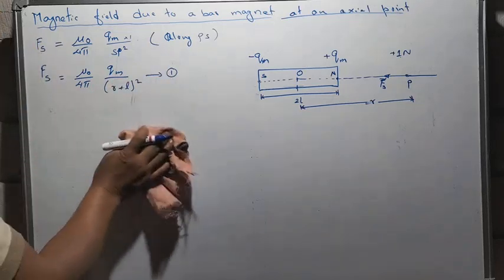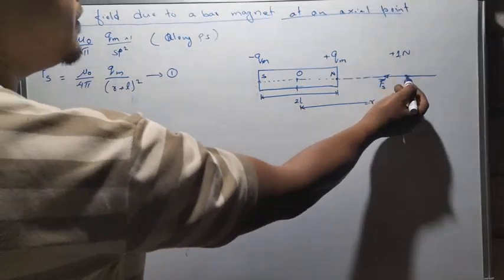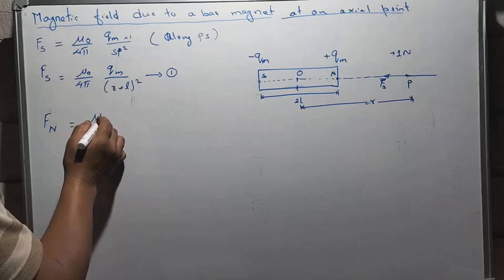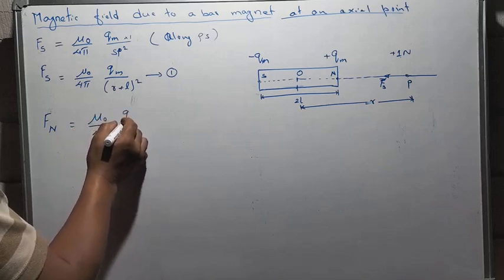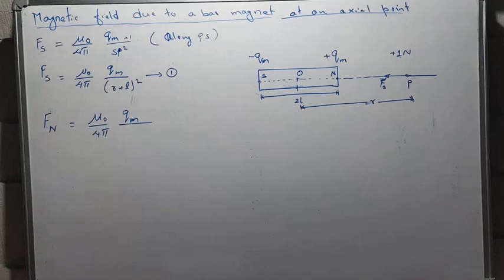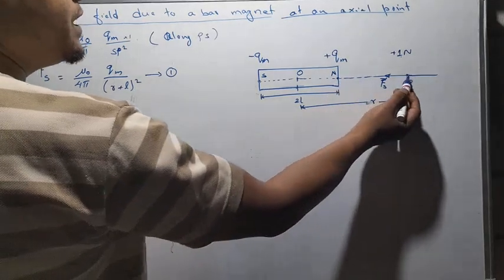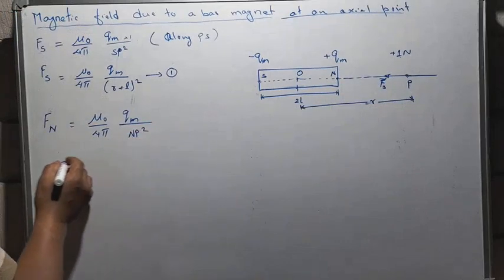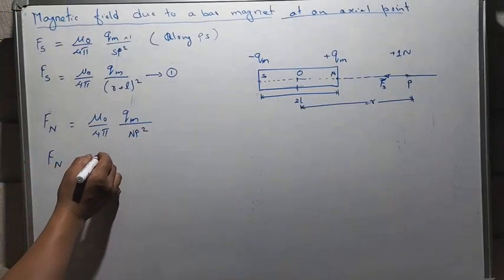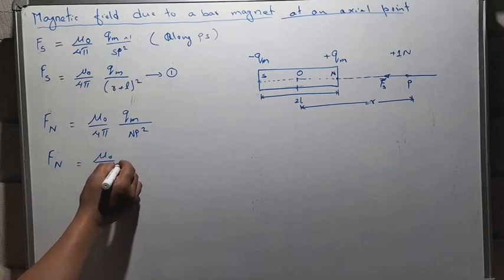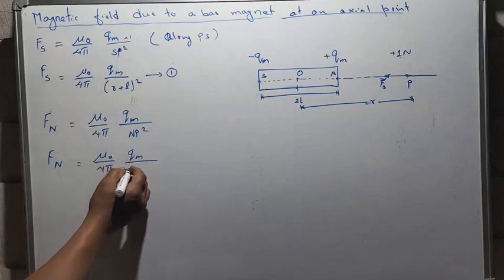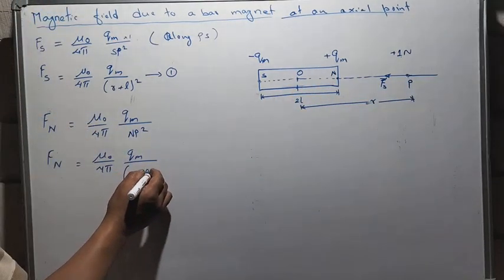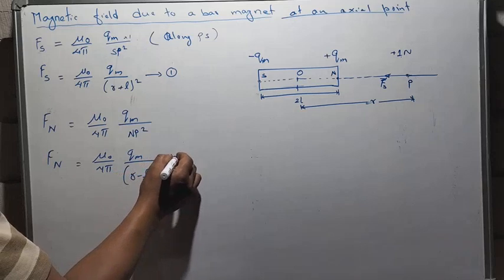Similarly, the magnetic force at this point P, due to this north pole, is Fn. And this again equals mu naught upon 4 pi, strength of the pole upon the square of the distance between this point and this point. So the square of the distance means NP squared. Or I can say this Fn here equals mu naught upon 4 pi Qm upon, instead of NP, I'll write r minus l, whole thing squared. This is my equation 2.